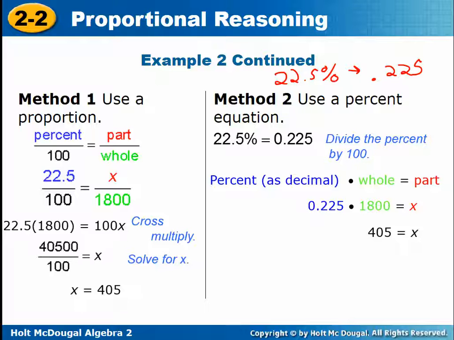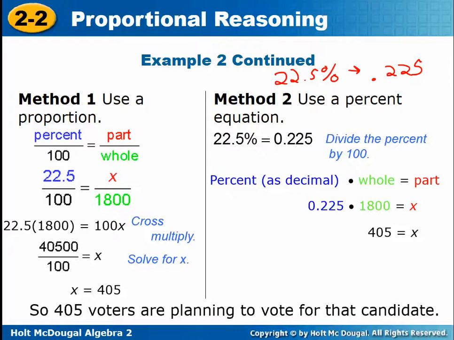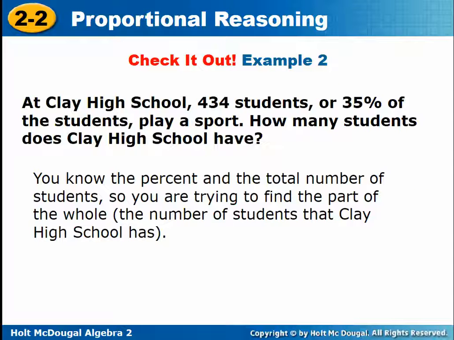You may have done both of these ways before. Maybe you've always just written an equation or always just written a proportion. In this example, it's 35%, and there are 434 students, and they play a sport. How many students does Clay High School have?